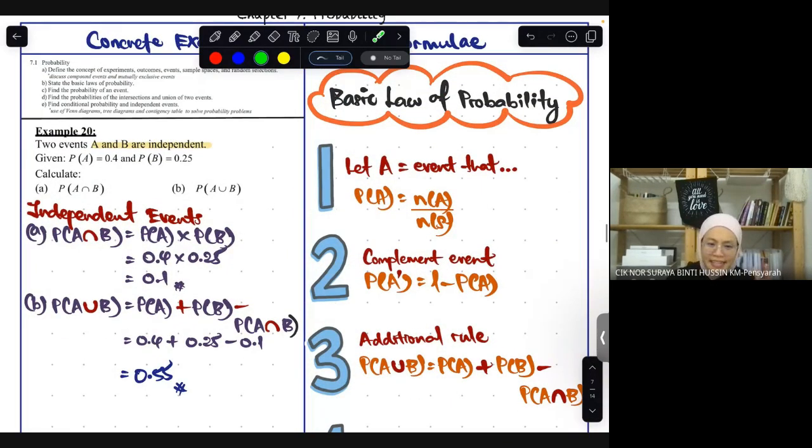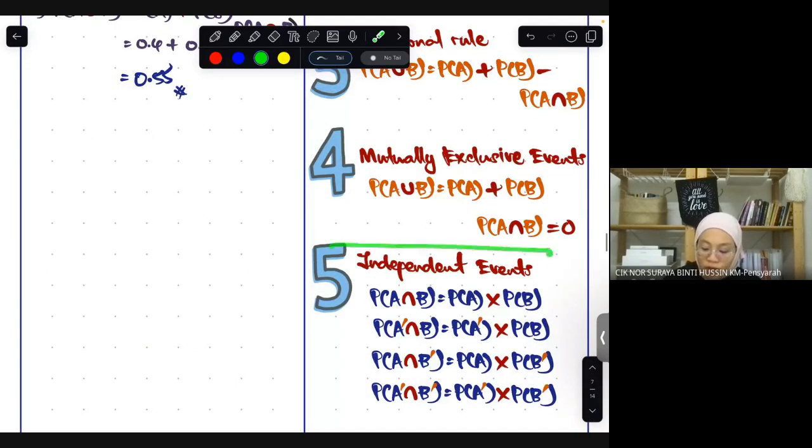Minta maaf lah, sikit lagi. Sebab saya tak habis ajar bahagian independent event. Saya dah ajar mutually exclusive, saya belum ajar independent event. So independent event ni sebenarnya dia adik-beradik dengan mutually exclusive, tetapi tidaklah sama. Nak kata sama memang tak boleh sama. Dia adalah dua konsep yang berbeza and dia adalah dua formula yang berbeza.